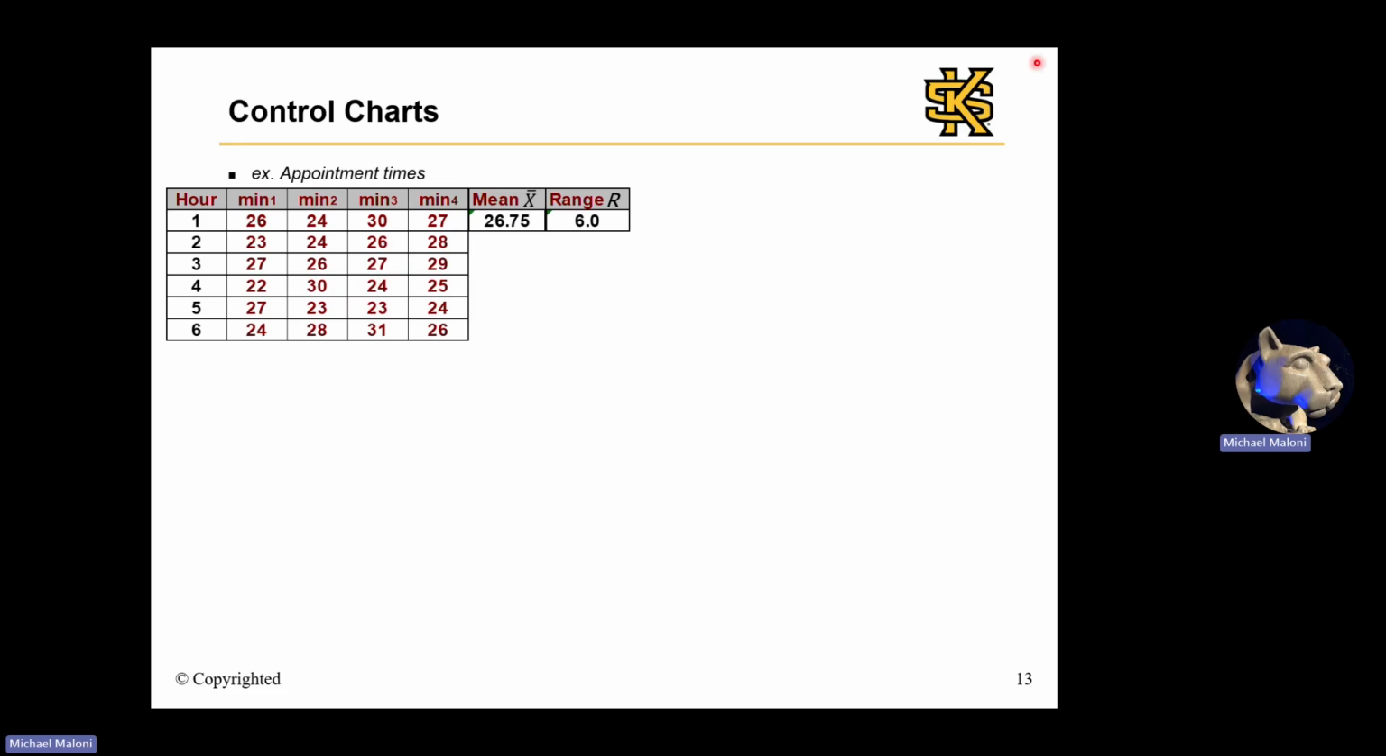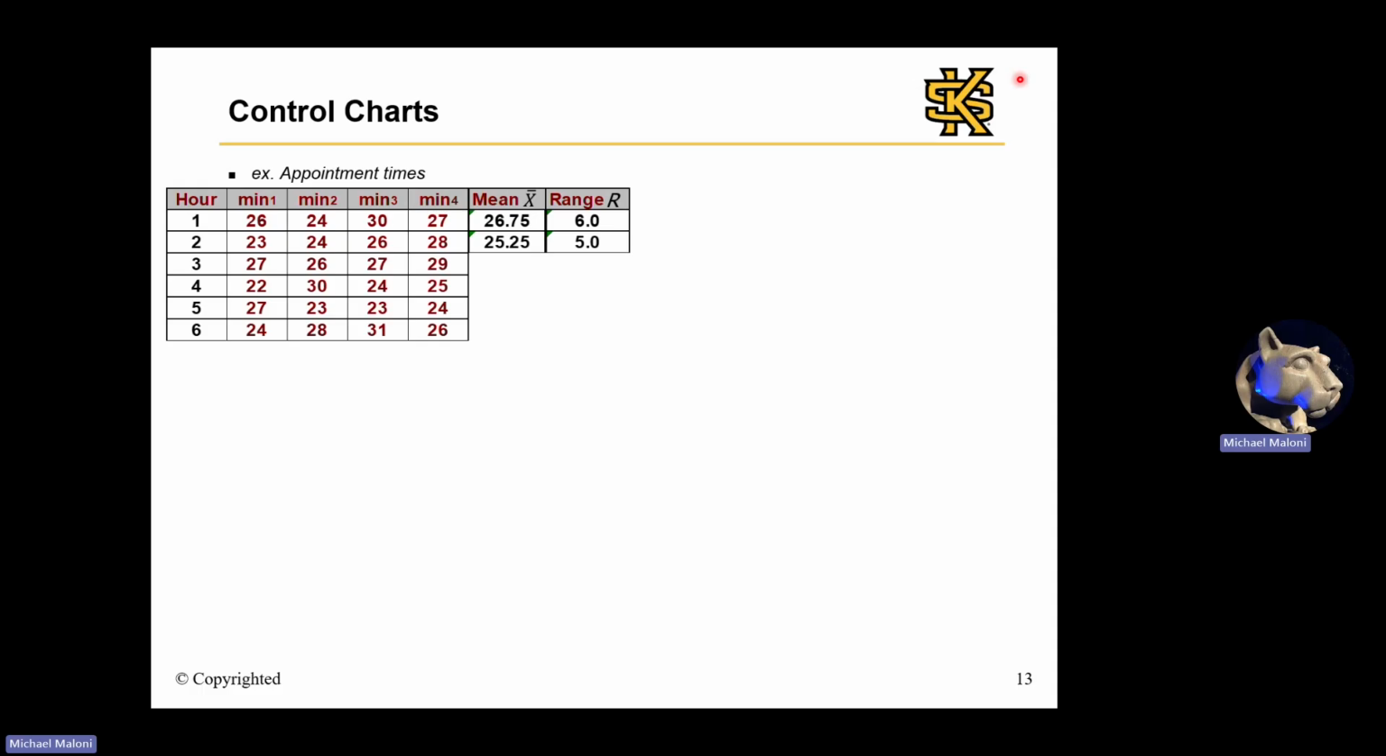For hour 2, the mean would be 23 plus 24 plus 26 plus 28. So that's 101. 101 divided by 4 is 25.25. So X bar 2 is 25.25, the mean for sample 2. And then the range is the highest value minus the lowest value. So 28 minus 23 is 5. So R2, the range for sample 2, is 5.